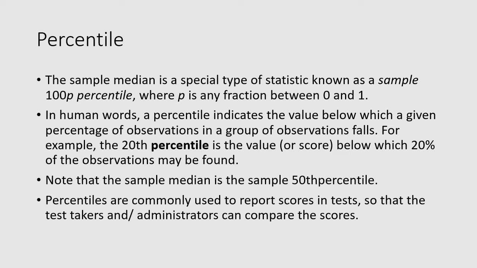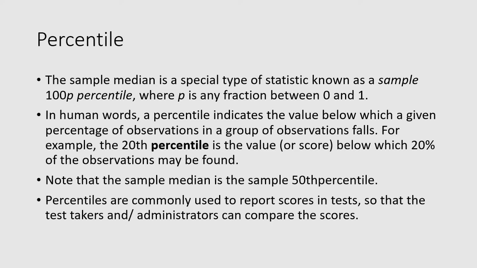So when you say I'm on the 90th percentile, that means you did really good, because 90% of the test takers fall below or equal to your score, and only 10% of the test takers fall above your score, which is the 90th percentile. So that's how we think of percentile.